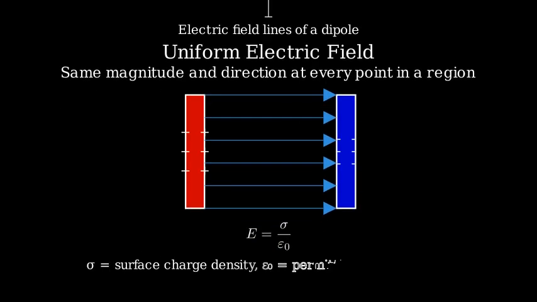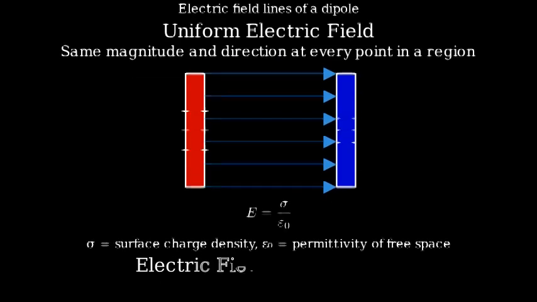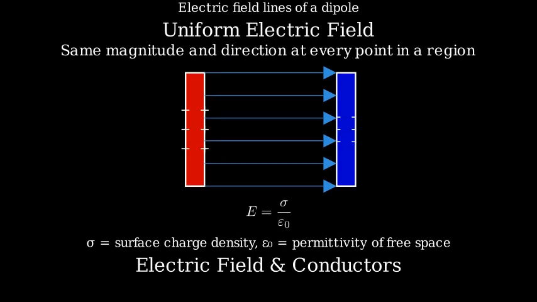The electric field strength between parallel plates is given by E equals sigma divided by epsilon naught, where sigma is the surface charge density and epsilon naught is the permittivity of free space. Let's examine the electric field in and around conductors.